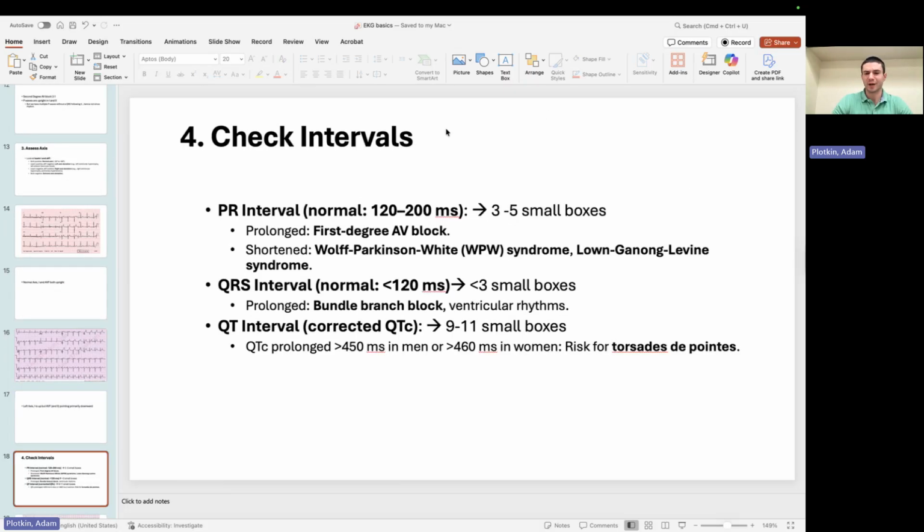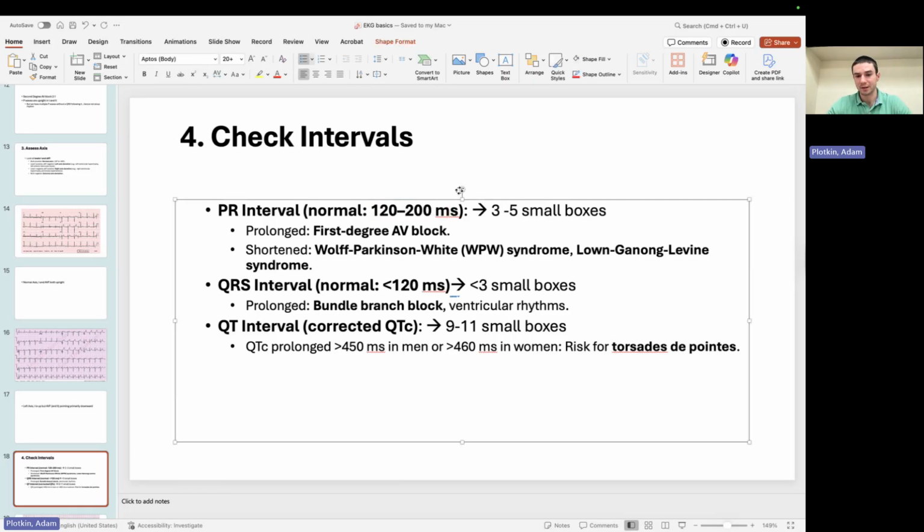So now to check your intervals, right, you kind of have to know normal. I don't think they'll ever ask you the normal, but it's good things to know. The more times you look at an EKG, you can kind of just get the vibes of is this normal or not. But the PR interval should be 120 to 200 milliseconds. So what is that? That's 3 to 5 small little boxes, okay? Then if it's prolonged, we could think about first degree AV block. If they're short, the one you're going to want to know for your exams is Wolff-Parkinson-White. LGL syndrome is more of an advanced concept.